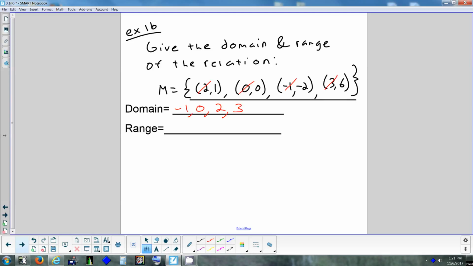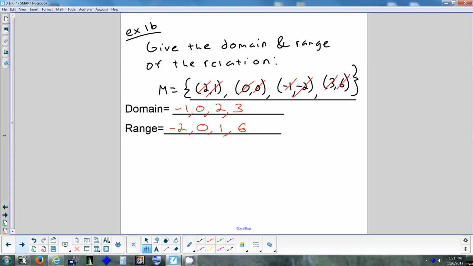Range. Somebody give me one number in the range, just one. Zero. All right, we've got 0. Eight. All right. What else, Paige? -2. Why do you see the negative? All right, next one. Jack? One. Good job. And we got one more. Sophia? Six. Okay, that's it. So when they ask you for domain and range, that's all you gotta do.